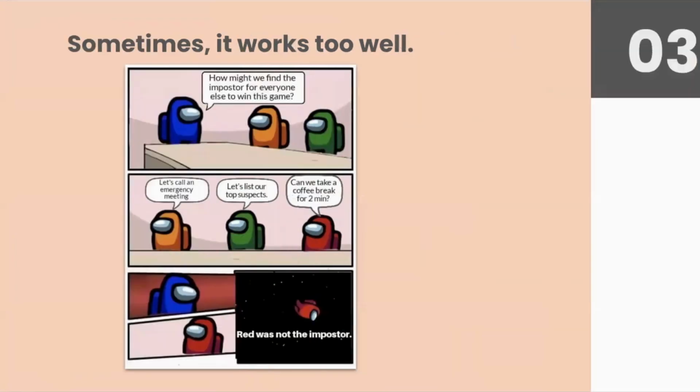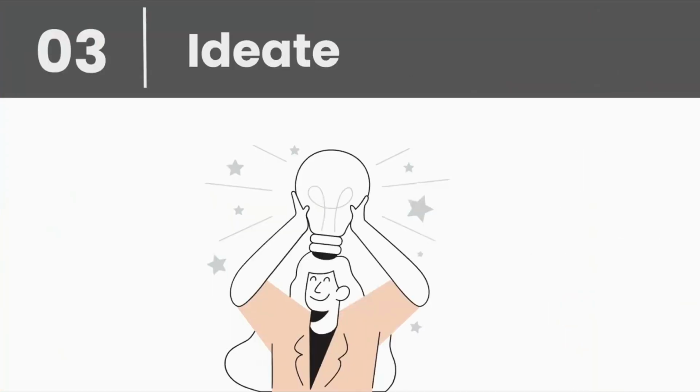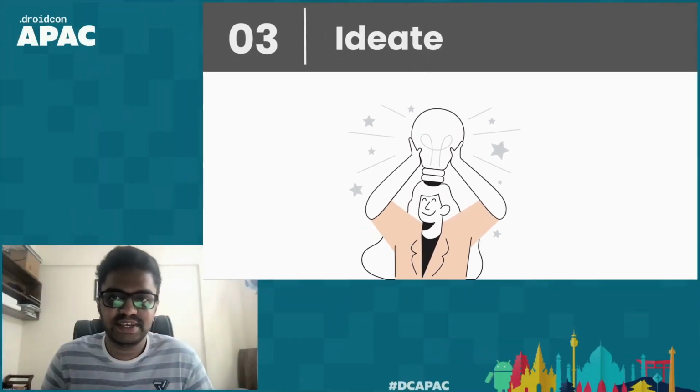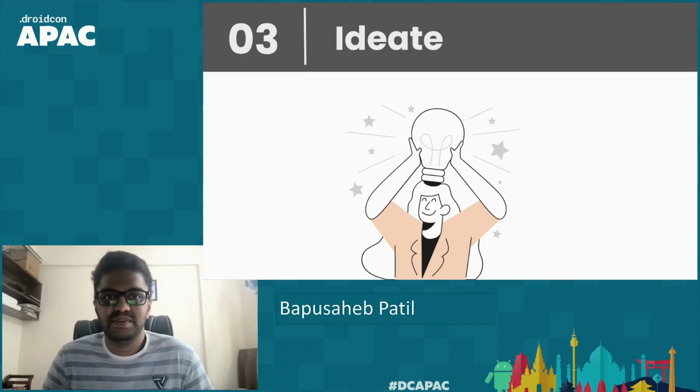Moving on to the third phase, which is ideate. The ideate phase is when you come up with as many ideas as you can, and there are multiple ways to go about this phase. But this is a fun phase where you come up with a lot of potential solutions.